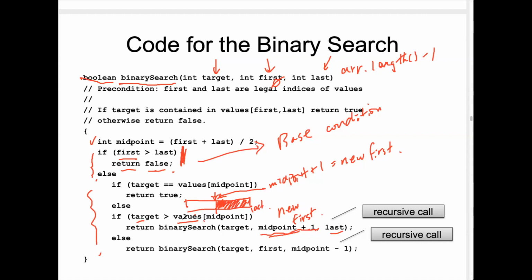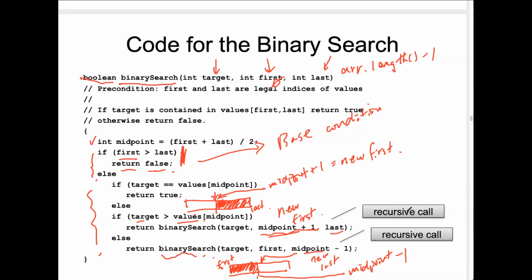If target is less than or equal to value, then the target that you're trying to find has got to be on the left side. So this is your midpoint, and your control plane is still the first 0, but your new last is midpoint minus 1. This is midpoint minus 1. So this is your new first and new last when you begin this recursive call.